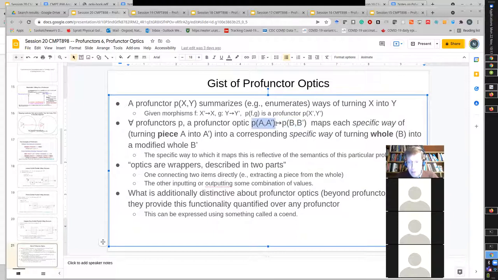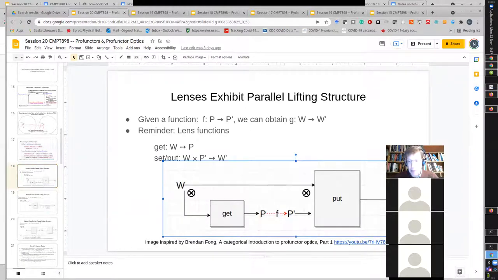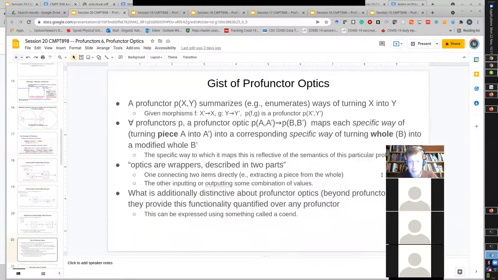And this set can be interpreted in different ways. For the HOM profunctor, this would be the set of morphisms, the set of ways of getting from A to A prime. And we're turning them into the set of ways of getting from B to B prime. So if you give me a way to get from P to P prime, this F, I will give you a way to get from W to W prime is the idea.